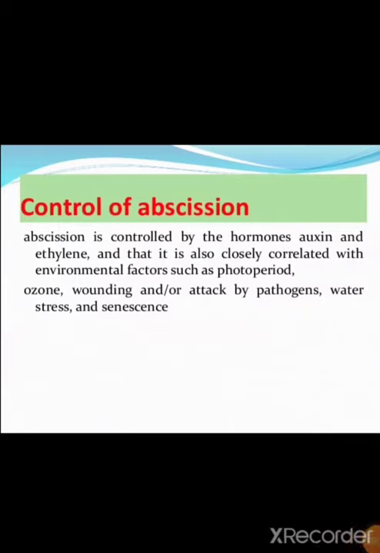Control of the abscission process. Abscission is controlled by the hormones auxin and ethylene, and it is also closely correlated with environmental factors such as photoperiod. Ozone, wounding and attack by pathogens, water stress and senescence are other factors which can control the process of abscission.